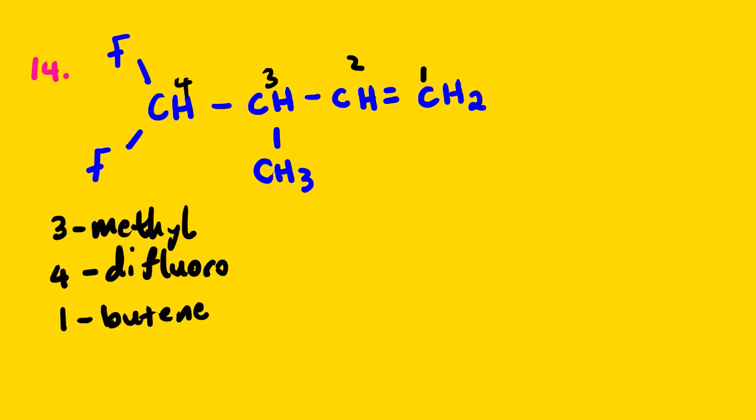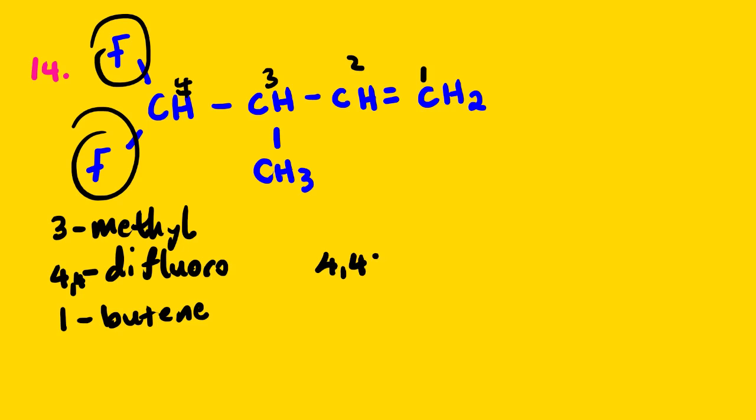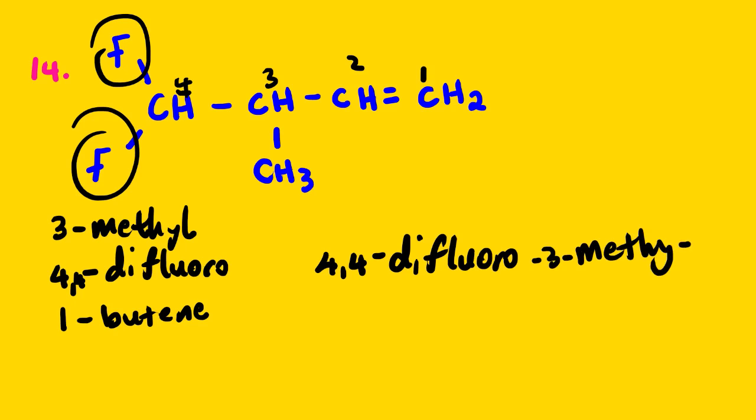Then it is simple. Between F and M, which one comes first? It's F. But remember that the first one is on the 4th carbon. The second one is also on the 4th carbon. So don't make that mistake that I was about to do also. So it's 4,4. So we have 4,4-difluoro-3-methyl-1-butene. So this is the IUPAC name for this particular compound.